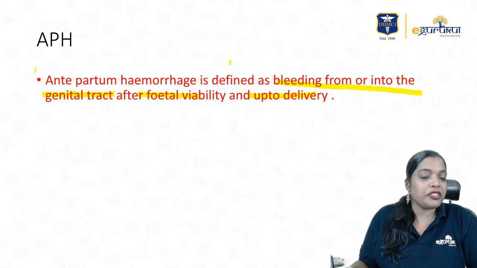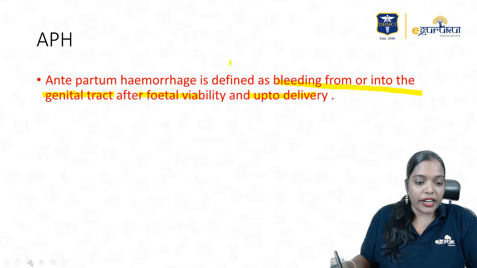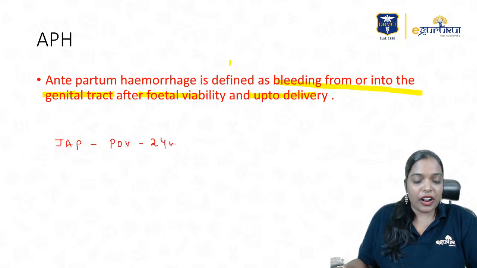So there was one question in the exam: when do you call antepartum hemorrhage? Antepartum hemorrhage is bleeding after the period of viability. Now, period of viability is always a big controversy, because according to the Indian Academy of Pediatrics, the period of viability is 24 weeks. So it is bleeding from or into the genital tract after 24 weeks but before delivery. According to the Indian Medical Association, it is after 28 weeks.